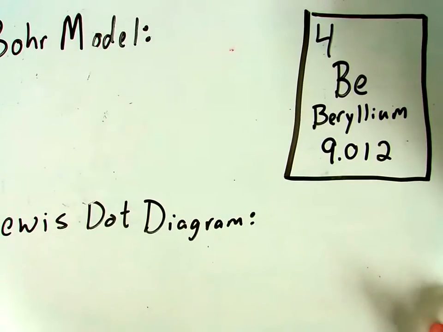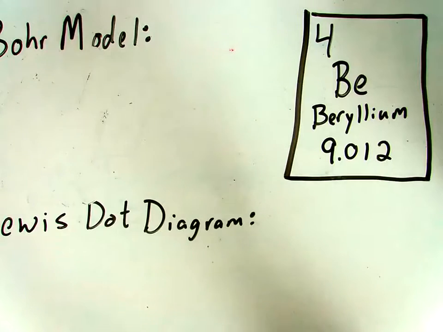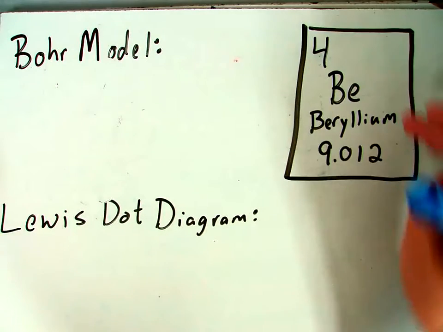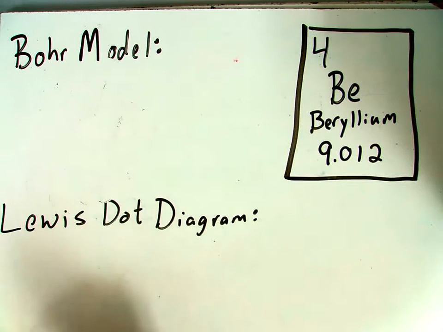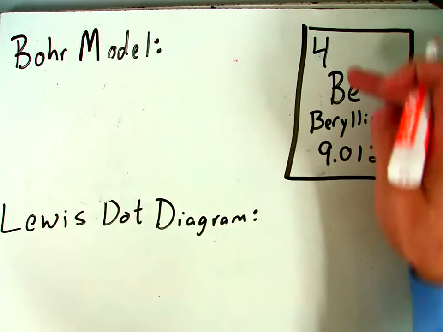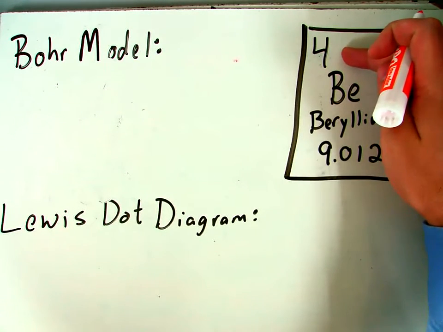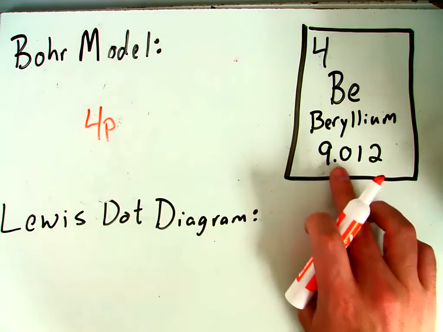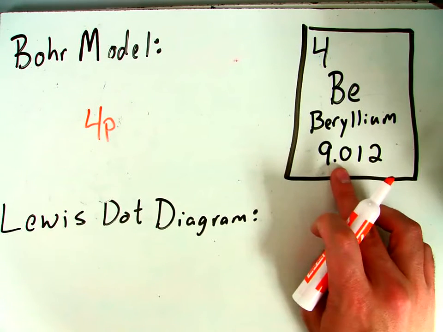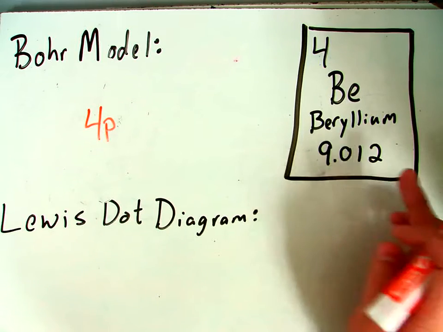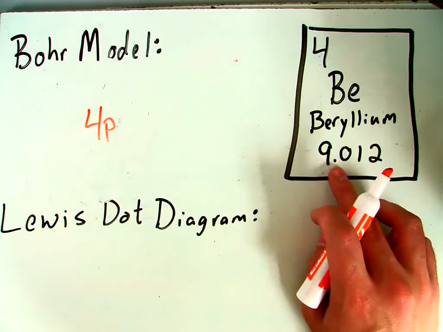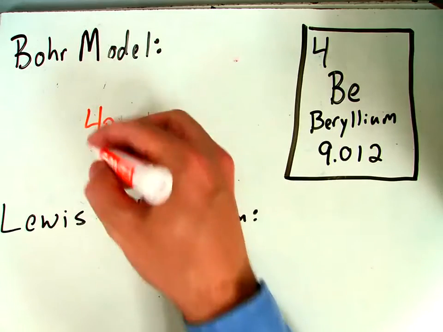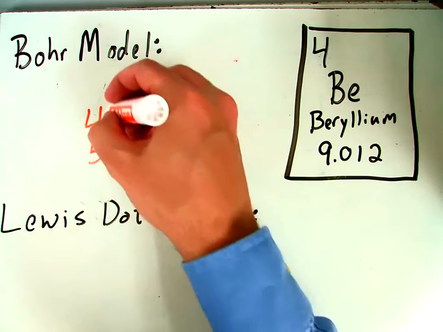so don't try drawing 19 or 18. If we're going to actually draw a Bohr model, let's say we're doing it for beryllium, we start out by figuring out how many protons there are. That's the atomic number, right? So we do 4 protons. The average atomic mass of beryllium is 9.012, so we'd round that to 9. 9 minus 4 is 5, so we'd have 5 neutrons.